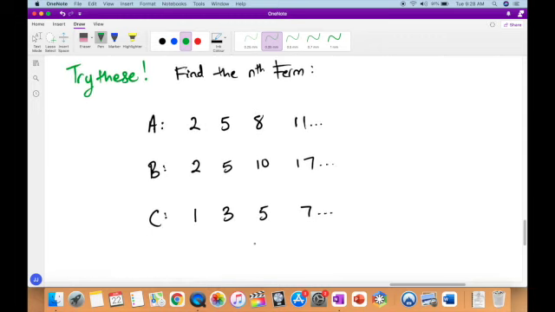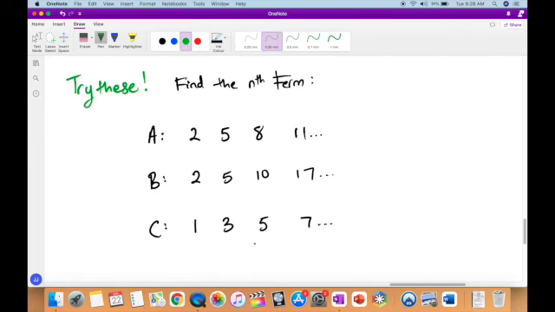And so I have a couple of sequence questions here. I'd like you to pause the video and do these questions and see if you can get it right, and then just press play for the answer.